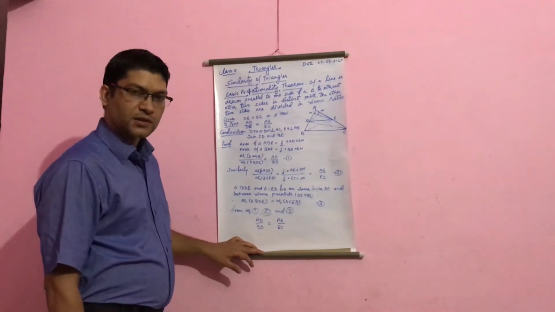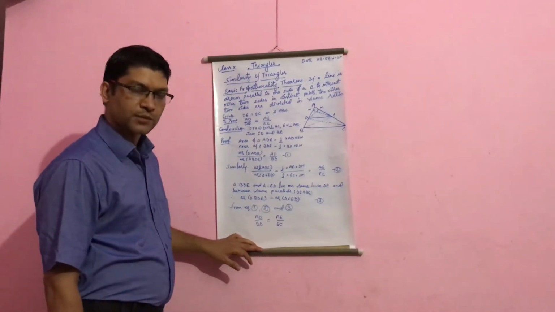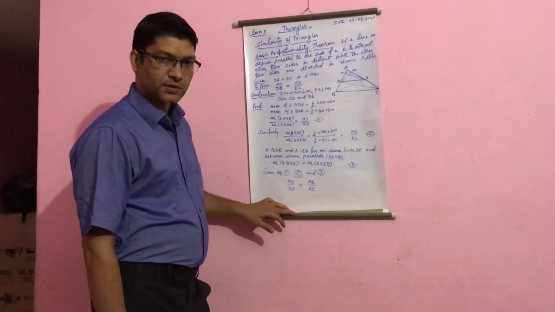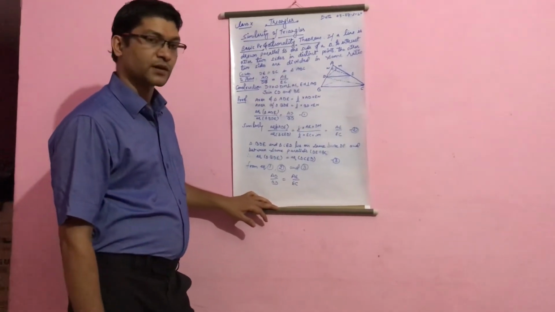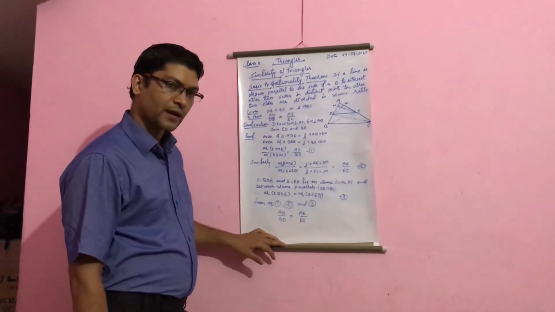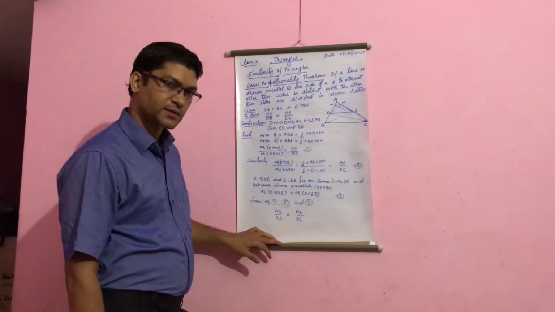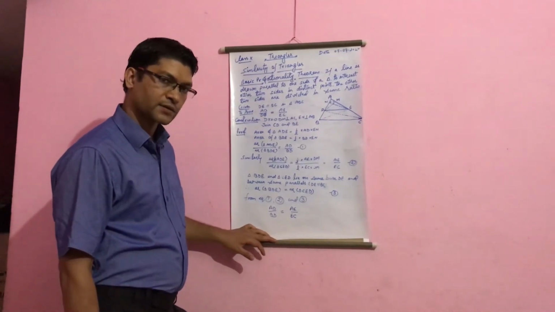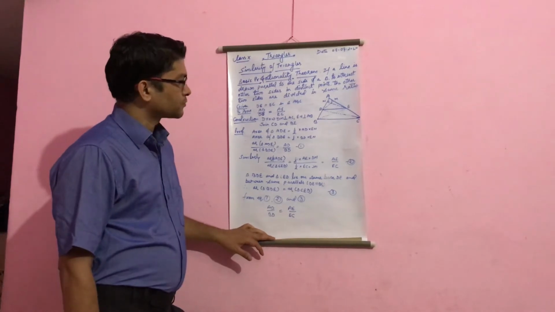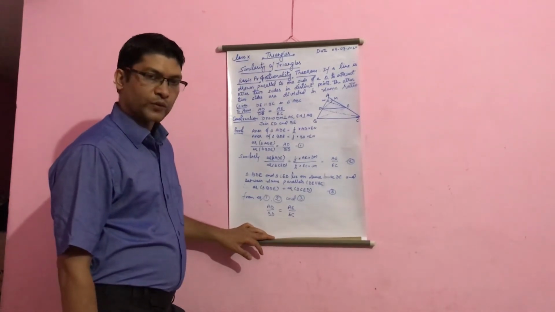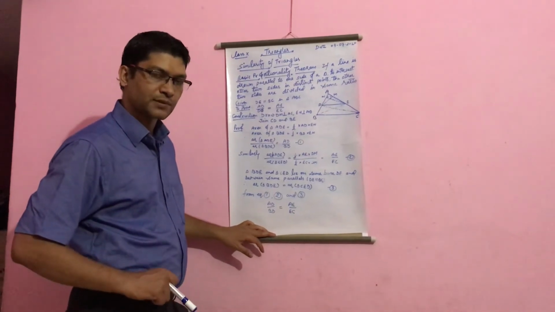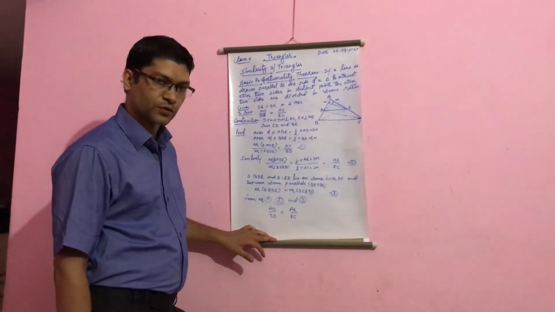In the last class, we talked about similarity of polygons. Two polygons are said to be similar if their corresponding angles are equal and their corresponding sides have the same ratios. Today, we will discuss a very important theorem from this chapter, that is the basic proportionality theorem.